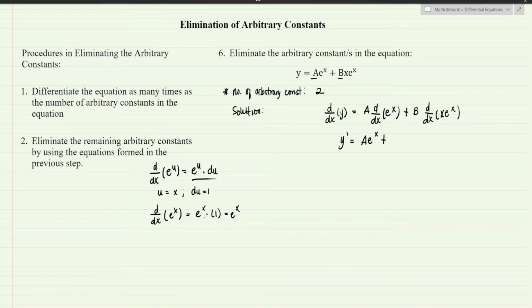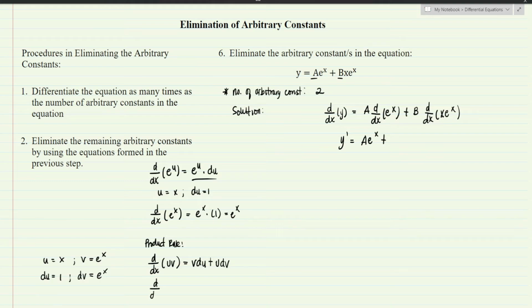now in order for us to solve the derivative of x e raised to x, we would need to use the product rule. So for the product rule, if we have the functions u and v multiplied together, its derivative is v times derivative of u plus u times derivative of v. So I will let u equal to x and v equal to e raised to x. Let's get their derivatives. Derivative of x is 1. Derivative of e raised to x is also e raised to x.